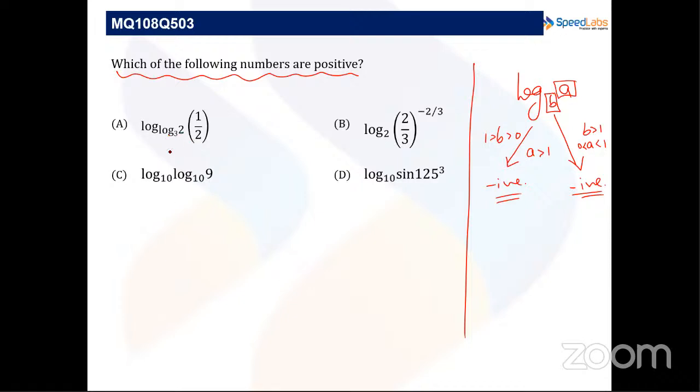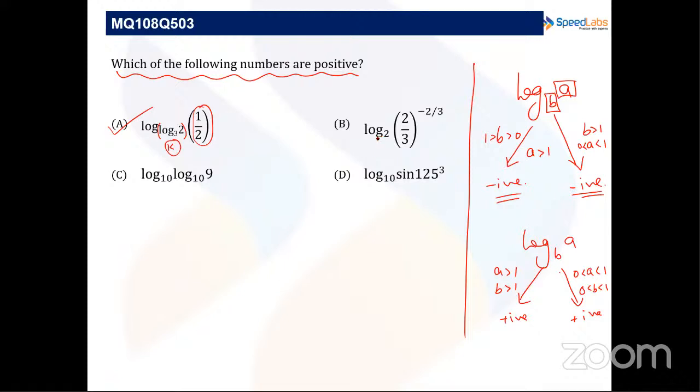So here what we are having is log of 1 by 2. For negative and for positive log a to the base b, either both a is greater than 1 and b is greater than 1, then positive, or a is less than 1 and b is also less than 1, obviously they should be greater than 0, then this is positive. So here this value is less than 1 and here 1 by 2 is less than 1. So this gives us a positive value.